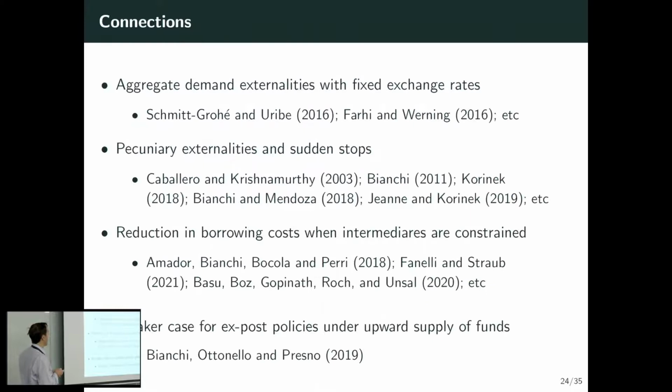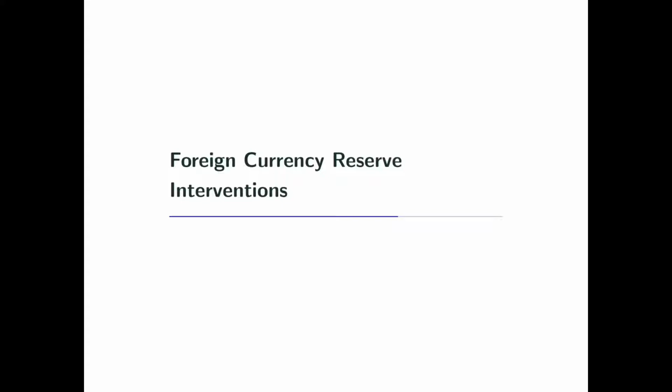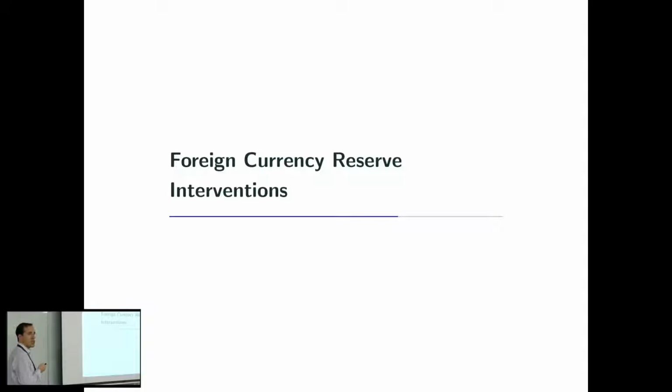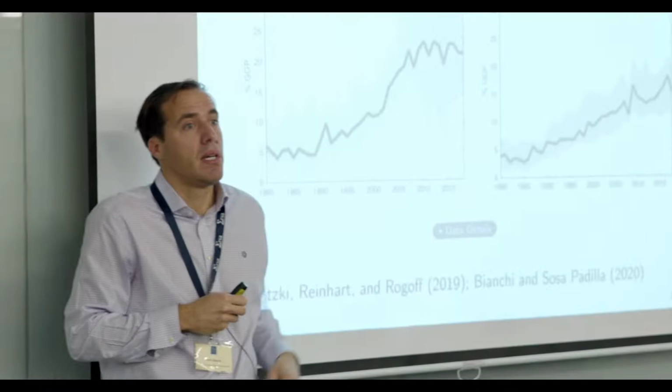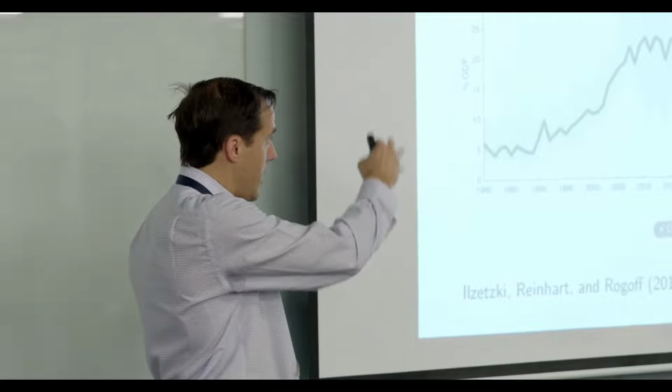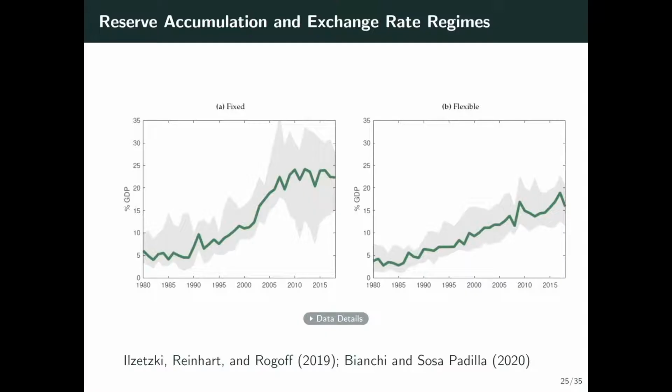So here are some references. And let me move now to the question on foreign currency interventions. This is something that came up in a paper yesterday. Here you see the evolution of foreign currency reserves, for the fixed exchange rate and for the flexible exchange rate. So in both cases, you see this significant increase in the holdings of reserves. It is a bit more notorious for the fixed exchange rate, but it also occurs for flexible exchange rates.